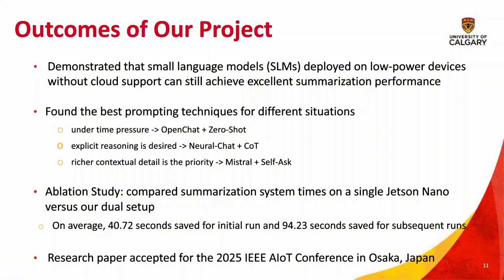And for an ablation study, we compared the summarization systems on 1 Nano versus our dual setup, and we found that it was significantly faster. And so in the first run, the first time you load up the dual setup, it saved 40.72 seconds by reducing the time that the Nano has to wait for the retrieval process to happen, and then 94.23 seconds every single time you run it after that, because now the LLM is also always loaded on the RAM of the Nano. And our research paper was accepted for the 2025 IEEE AIoT conference in Osaka, Japan this year.